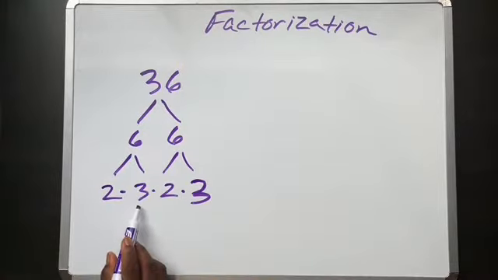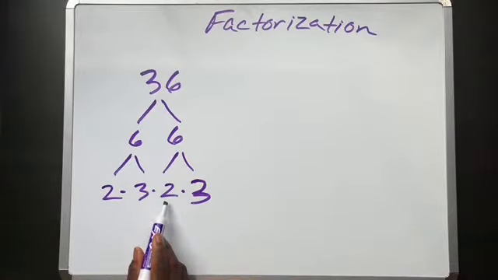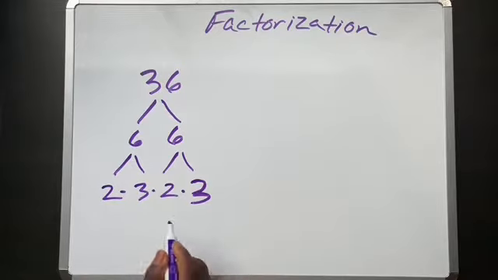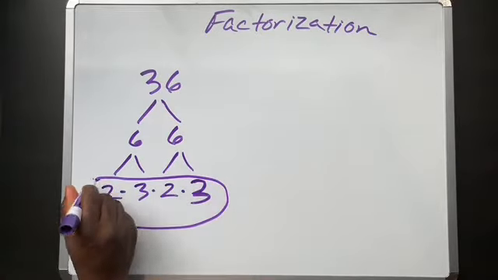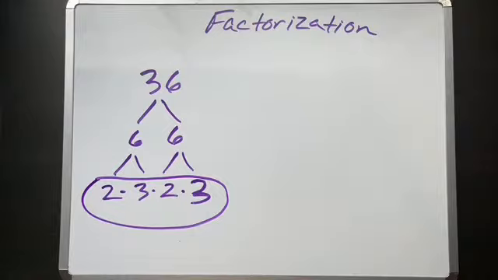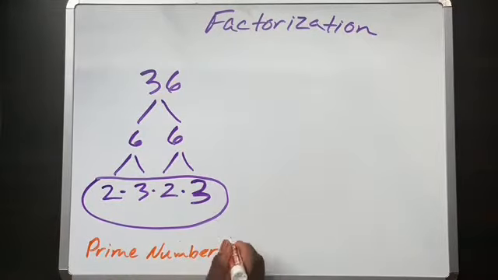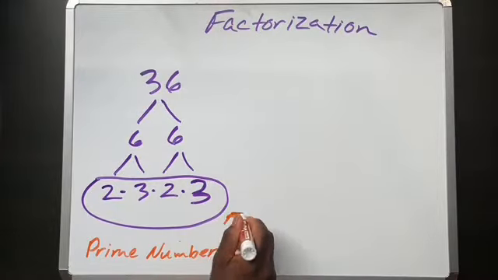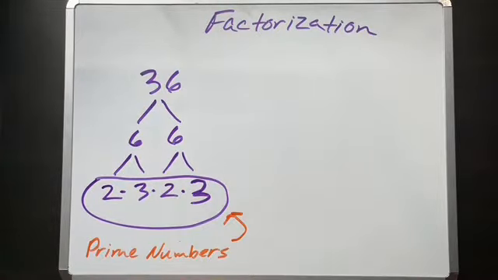2 times 3 is 6. 6 times 2 is 12. 12 times 3 is 36. These are what you refer to as your prime numbers, okay? So I'm just going to say right here, prime numbers. Sometimes you can be given a problem and asked to create a factor tree, which is what you're looking at now, that will allow you to generate the prime numbers at the bottom of the tree.